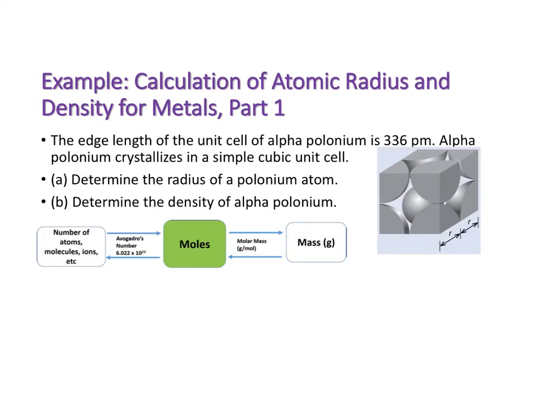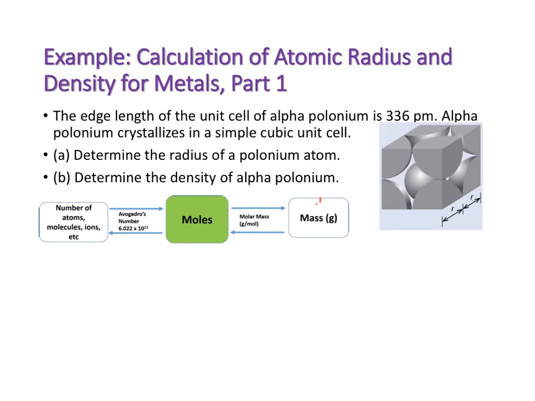So in this example, we will be calculating the atomic radius and also the density for a metal. And this is for a metal that arranges in a simple cubic cell. So this is alpha polonium, and they tell us that the edge length of this unit cell is 336 picometers. And of course they tell us it's a simple cubic unit cell. So we know this is how the unit cell looks.